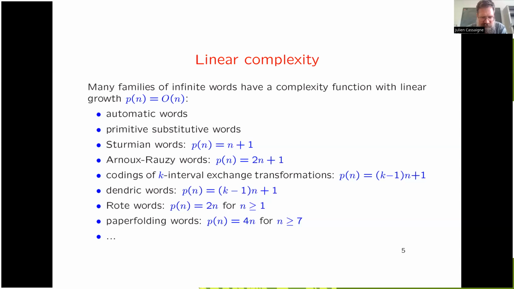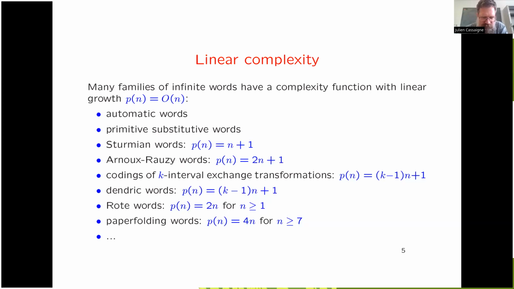Here I've listed a number of classes: words generated by finite automata, automatic sequences, words generated by primitive substitutions, Sturmian words, which you can define as encoding a straight line, for any slope, and then various generalizations of Sturmian words like episturmian or Arnoux-Rauzy words. You get complexity 2n+1 for Arnoux-Rauzy, and (k-1)n+1 for episturmian on a k-letter alphabet.